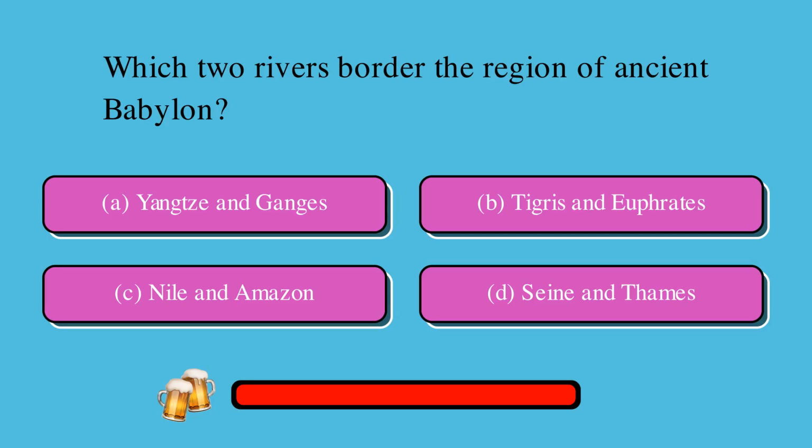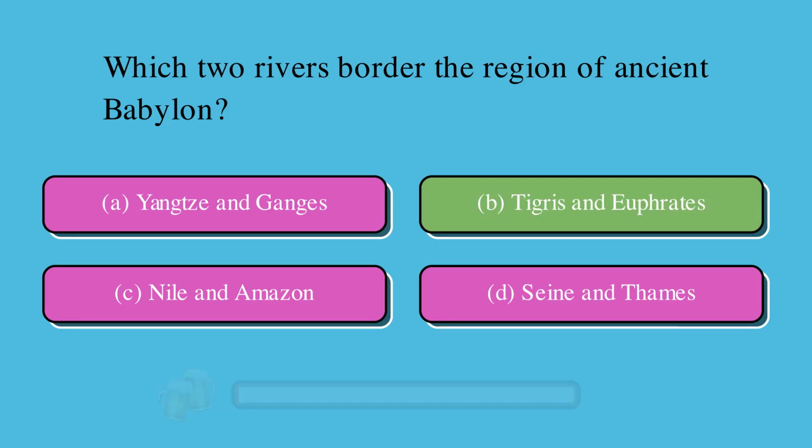Which two rivers border the region of ancient Babylon? Is it A, Yangtze and Ganges, B, Tigris and Euphrates, C, Nile and Amazon, or D, Seine and Thames? The correct answer is B, Tigris and Euphrates.